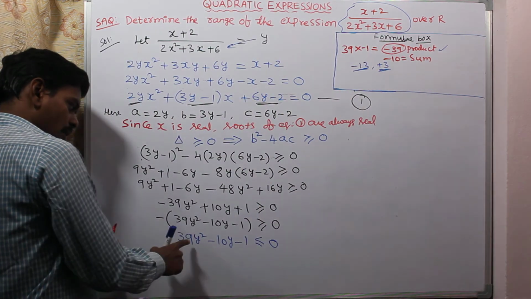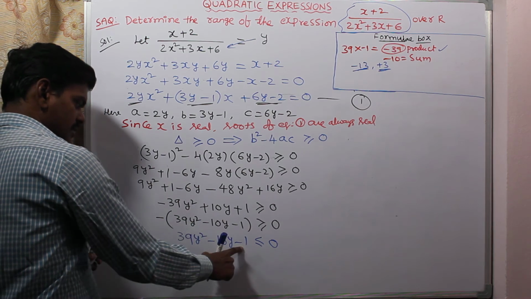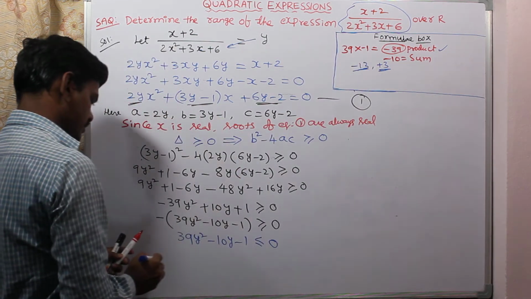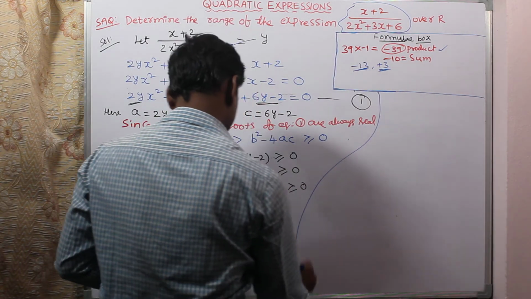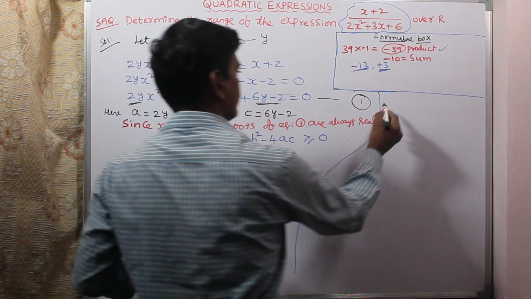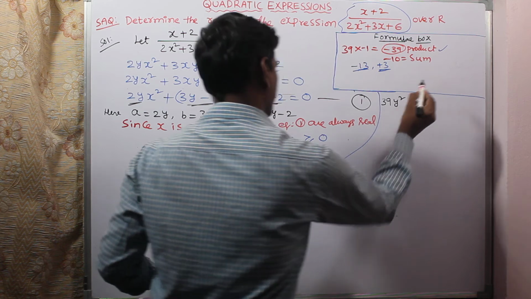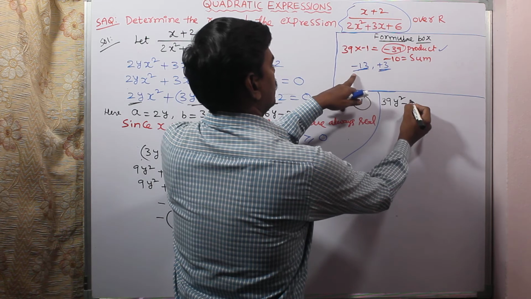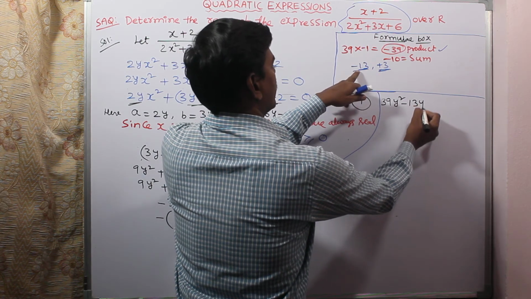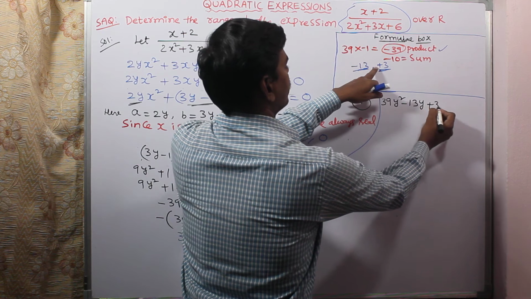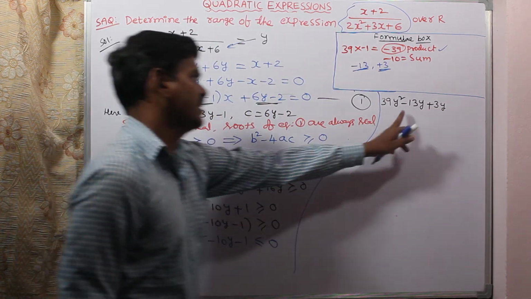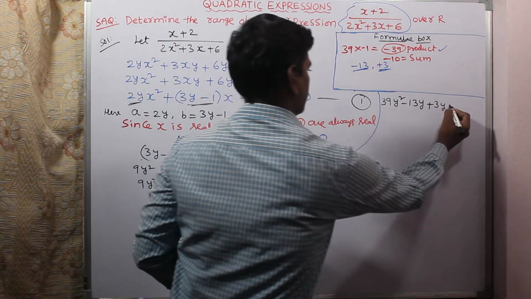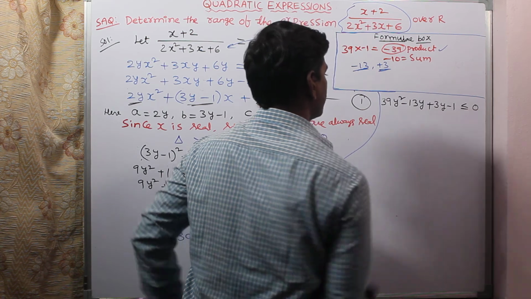So in the factorization method, you have to write the first and last terms the same, and the middle term you have to express in terms of the factors. So in the next step I can write 39y square the same, and the middle term minus 10y you have to express in terms of the factors. What factors did I get? Minus 13, so we write minus 13y, plus 3y. Minus 13y plus 3y again becomes minus 10y, so there is no change in the expression. Minus 1 as it is, less than or equal to 0.